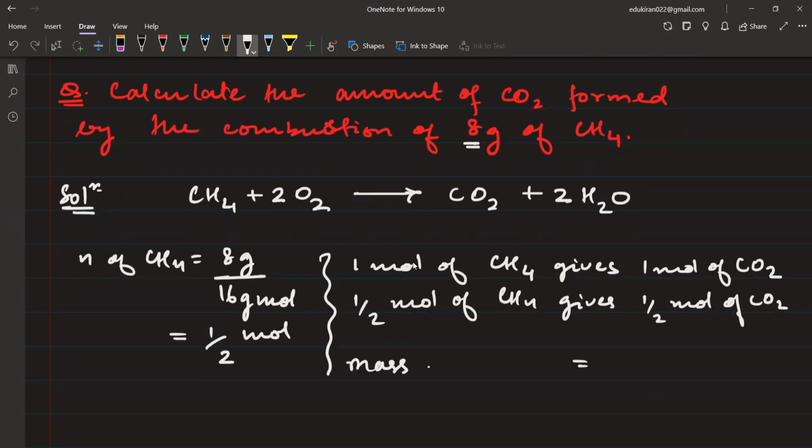Mass of 1 by 2 mole of CO2. This will be equal to how much? This will be equal to 1 by 2 into mass of CO2, which is 44 grams per mole. So you will get this as 22 grams. Please write this down. Simple small question regarding combustion.